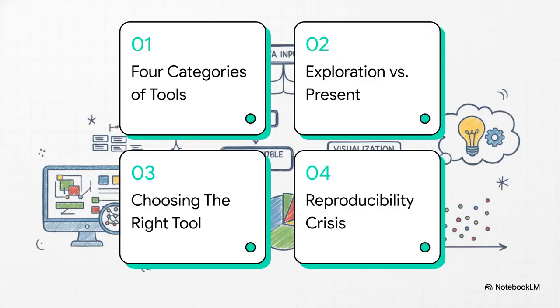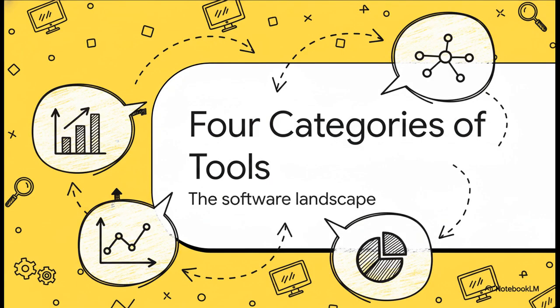So here's our roadmap for today. First, we're going to get the lay of the land and look at the 4 main types of visualization tools out there. Then we'll unpack a core challenge that every single designer runs into. After that, we'll build a really practical framework for picking the perfect tool for your project. And we'll wrap up with a crucial warning you absolutely do not want to miss. Okay, let's dive right in.